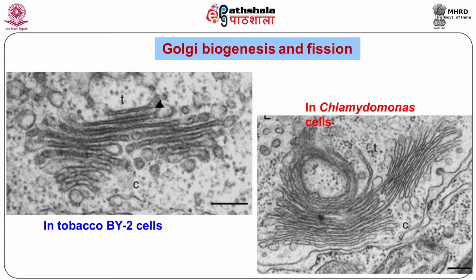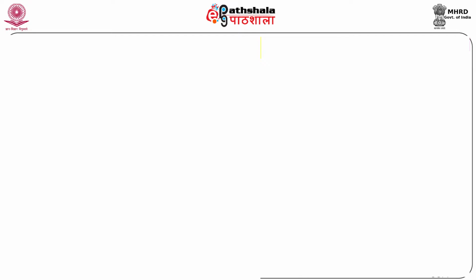Second way of multiplication is by de novo formation from endoplasmic reticulum, which you can see in the photograph of Chlamydomonas cells. As you know now that Golgi can be formed from ER by de novo process in plants. The slide shows proposed model for the early stages of the biogenesis of a Golgi stack from ER. The possible sequence of events is shown here.